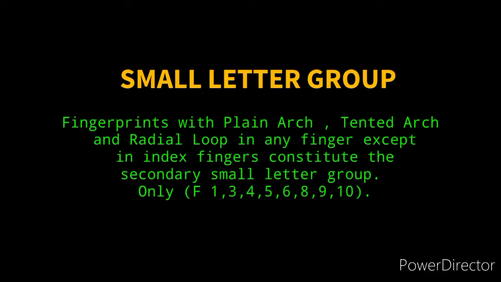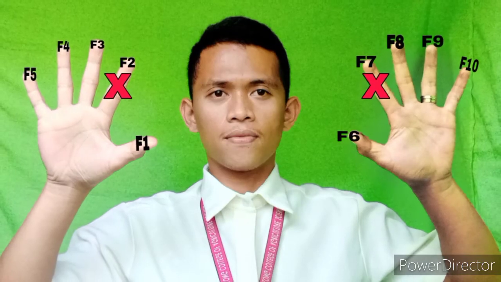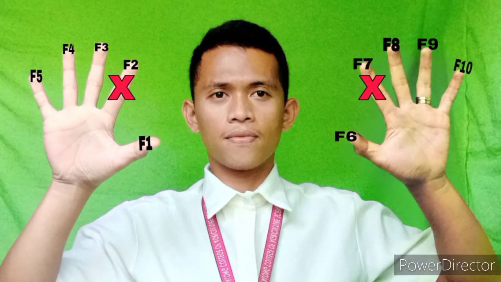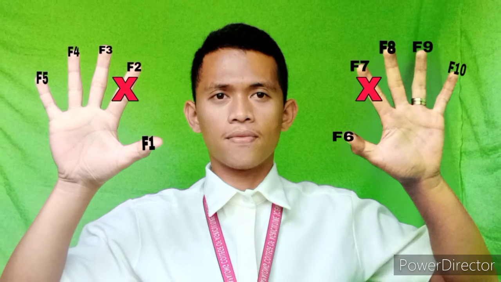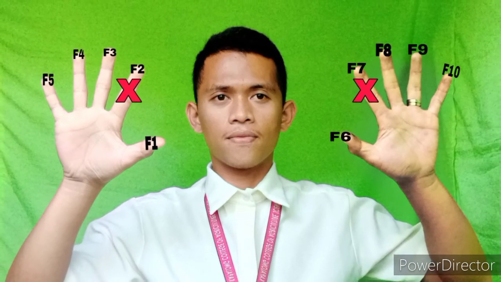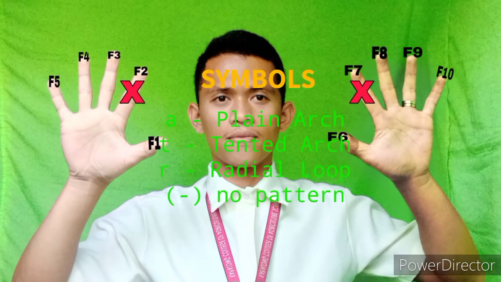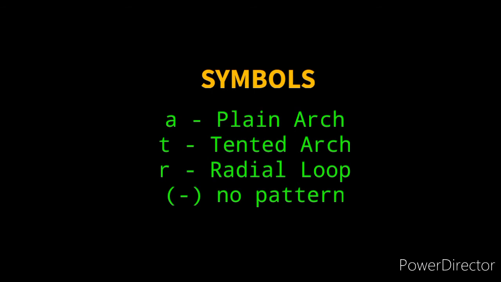Small letter group. Fingerprints with plain arc, tented arc, and radial loop in any finger except the index fingers constitute the secondary small letter group. Only F1, 3, 4, 5, 6, 8, 9, and 10. The symbols may appear as small letter a, plain arc, small letter t, tented arc, small letter r, radial loop, and dash for no pattern.